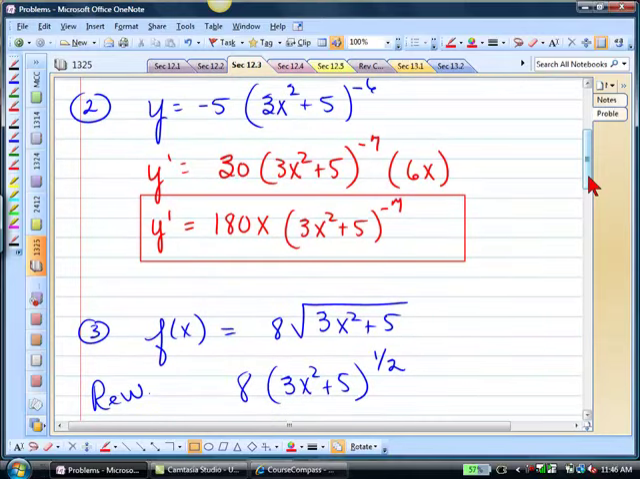Okay. When you see something with the radical, first thing usually if you're talking about derivatives, you want to rewrite it so that you have fractional exponents.